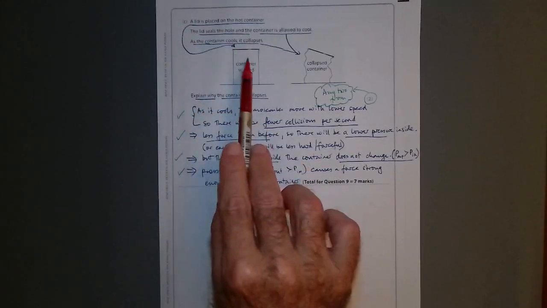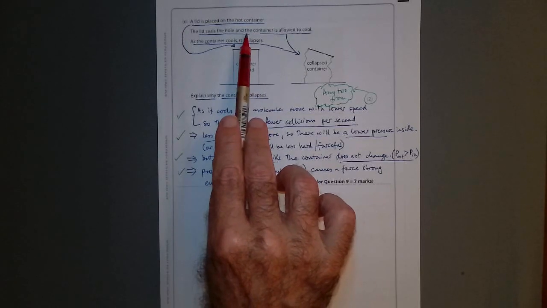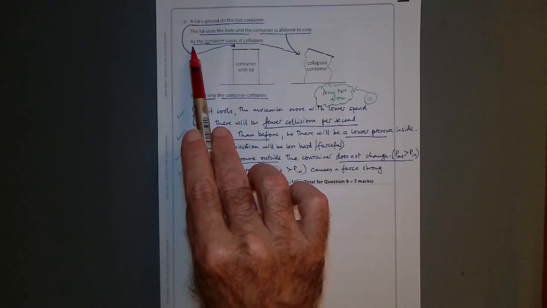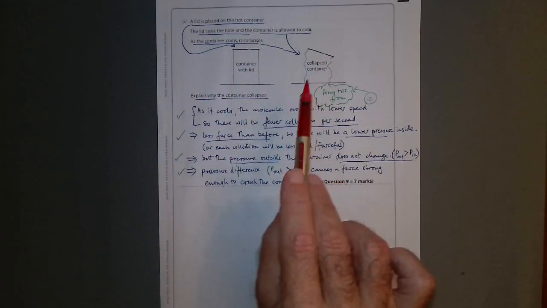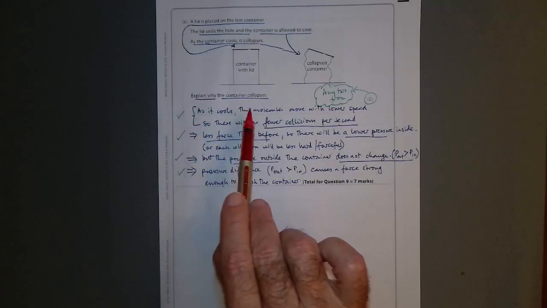A lid is then placed on the container, so that kind of seals the hole or blocks it. The container is allowed to cool. So now instead of heating, we're cooling. As the container cools, it collapses. So why does this happen? It wants you to explain why it collapses.